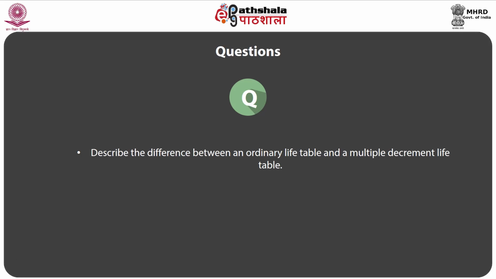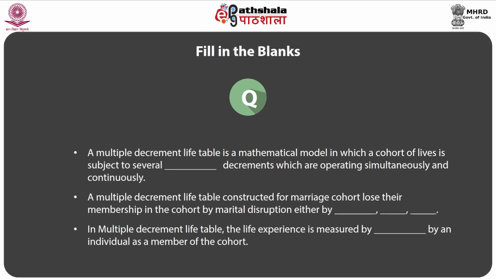Here I would like to ask some questions. From the module, you can answer all the questions independently. Questions. 1. Describe the difference between an ordinary life table and a multiple decrement life table. 2. Describe the attrition factor in a multiple decrement life table with examples. 3. Describe the 4 steps involved in construction of a multiple decrement life table. Fill in the blanks. Following are the fill in the blanks. You can fill them up by using the module information given here. Thank you very much.